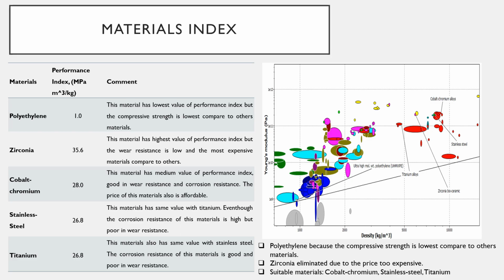So after we made the screening, we found that polyethylene needs to be eliminated because its compressive strength is the lowest compared to the other materials, and zirconia is eliminated because the price is too expensive. So the suitable materials are cobalt chromium, stainless steel, and titanium.